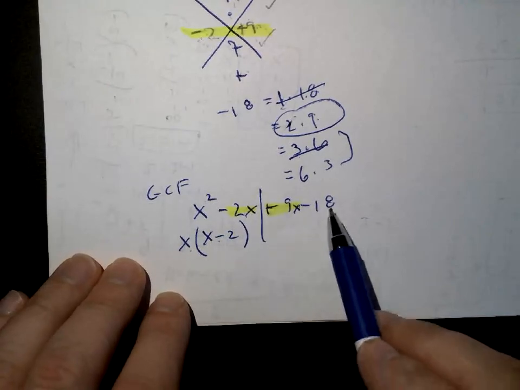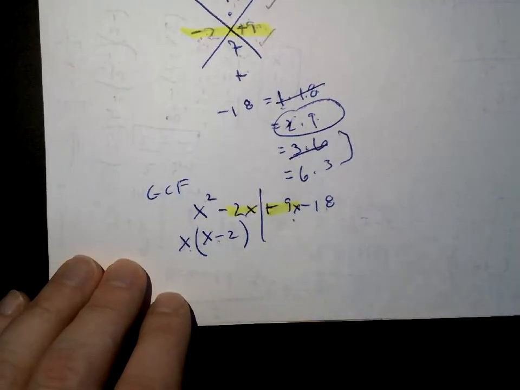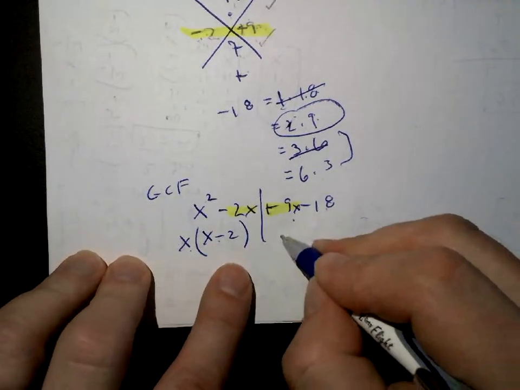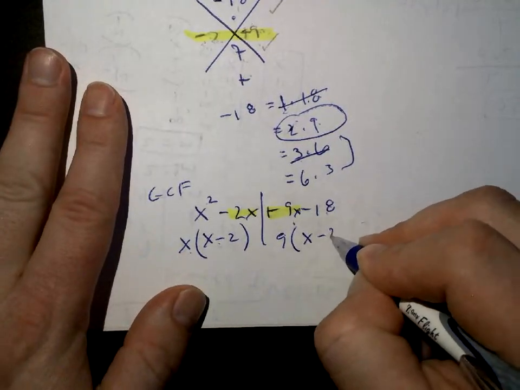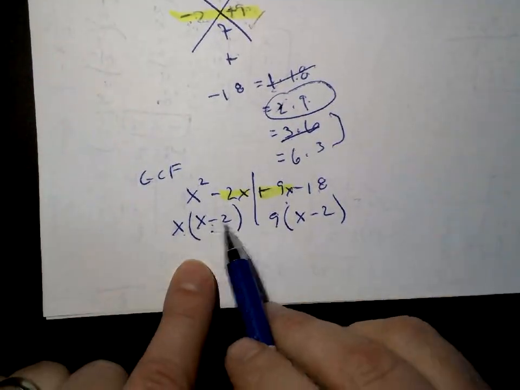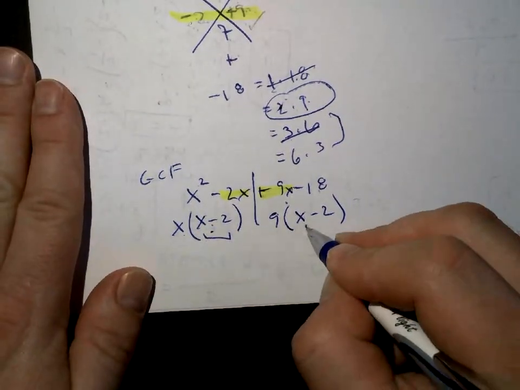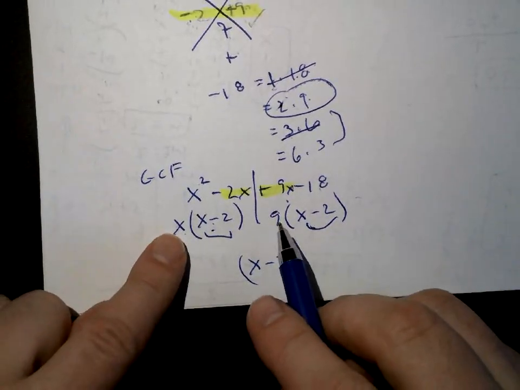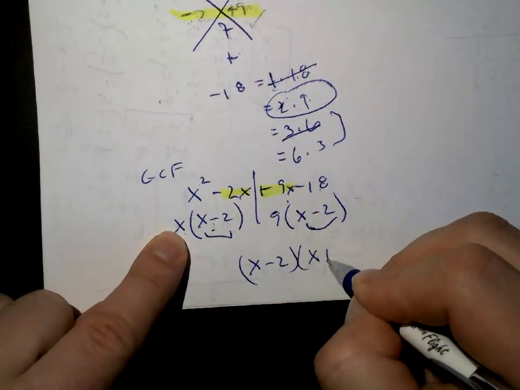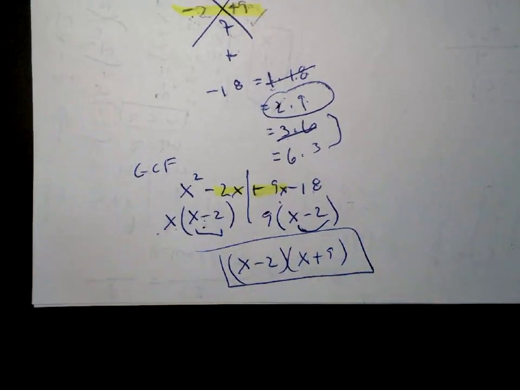Okay, what can I take out of here? What number can I take out as a GCF of both of these? I can take out a 9. You see that? Okay, what do you have left? X minus 2. Do you see how these two are the twins? Identical twins. So these two are identical twins. X minus 2. Do you see how these are the GCFs? X plus 9. Done.